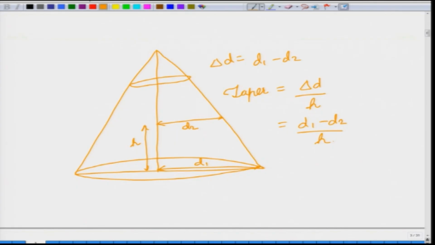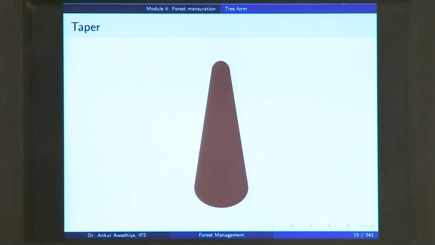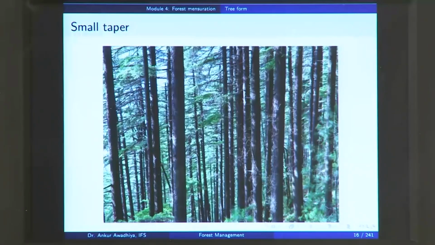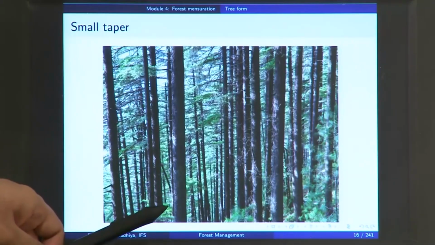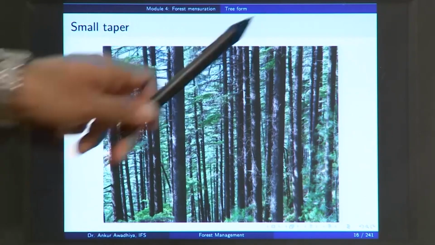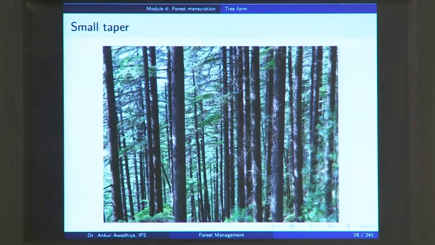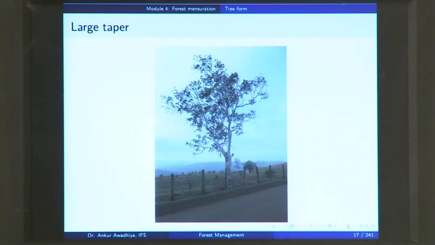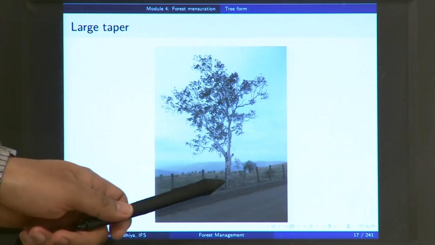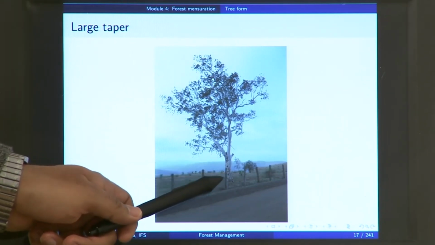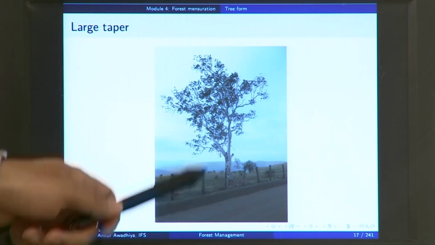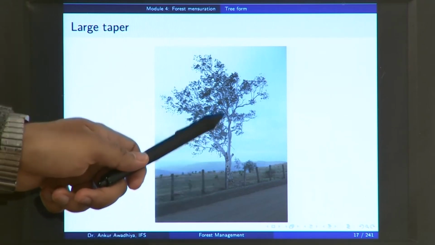Now, this taper can be large or small. For instance, in the case of these trees, you can see that the bole is roughly cylindrical in shape. So, there is hardly any taper. Taper is very close to 0, because as you go up the tree, there is hardly any change in the diameter. On the other hand, for this tree, the taper is a bit larger, because here you can see that the stem at the bottom has a larger diameter, and as you go up, the diameter reduces.